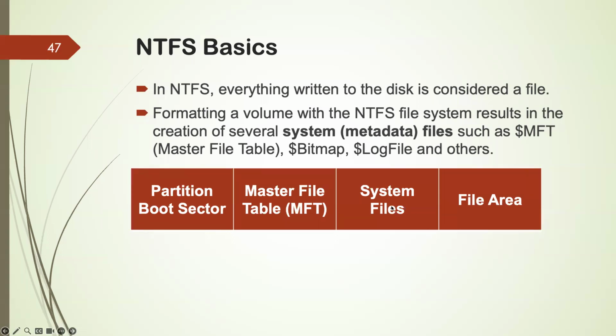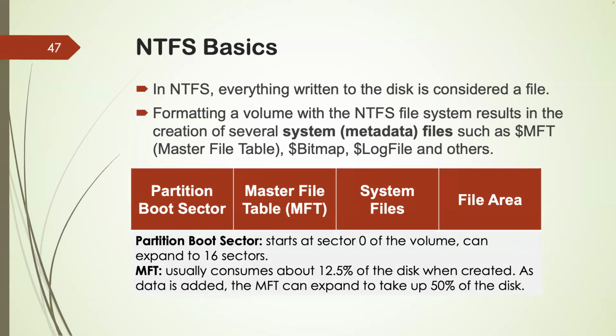Then we have system files. So system files are these things, like the master file table itself is also a system file. We have the bitmap files, log files, we have the volume information files, security files, and so on. And lastly, we will have the file area. These are the unallocated sectors in your hard drive that can be used to store different files.